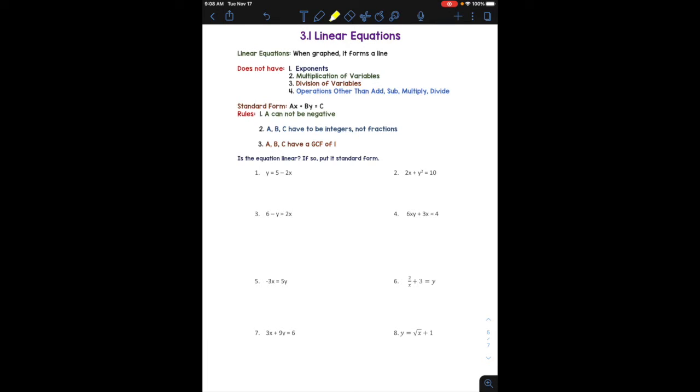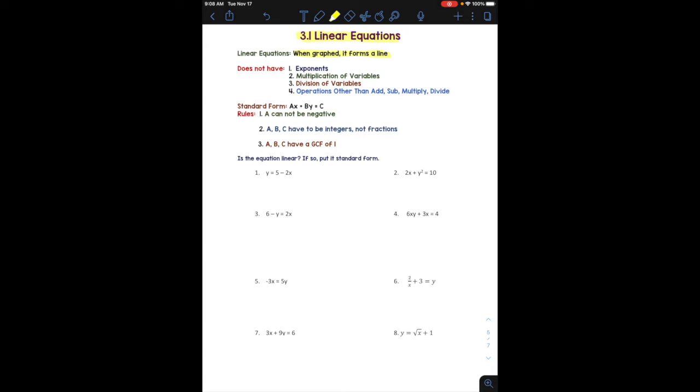Hey guys, today's lesson is on section 3.1, linear equations. What is a linear equation? It is an equation in which, when it is graphed, it forms a line. Linear has the word line in it. So when we graph these equations, they will form a line.